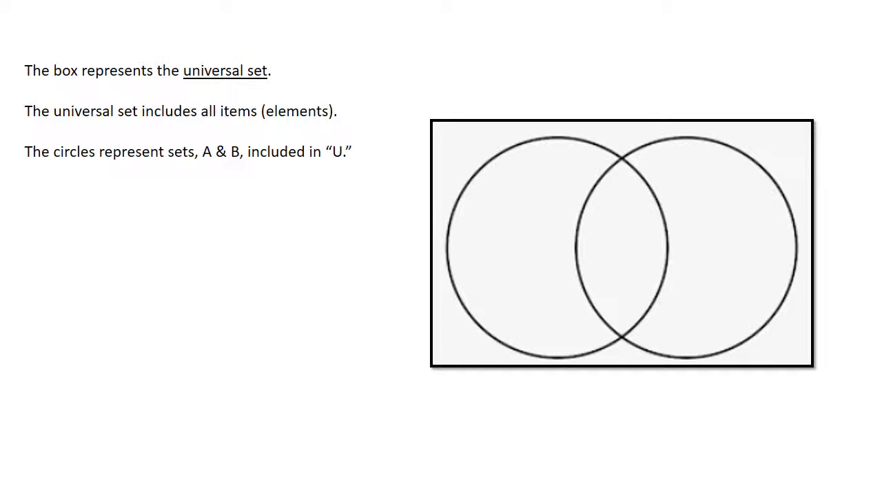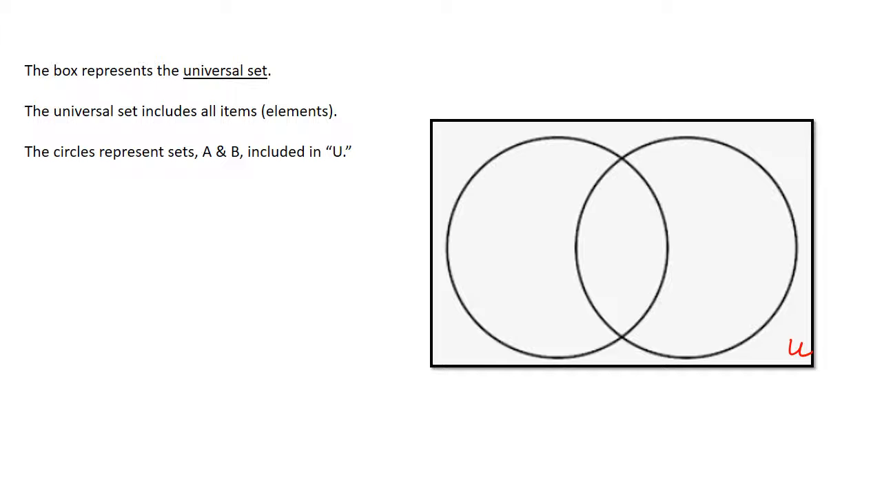Now, when you draw your own Venn diagram, you normally start off by drawing a rectangular box. This represents the universal set, and we normally put the letter capital U somewhere in or beside that box to represent the universal set. The universal set would include all the items which are called elements.